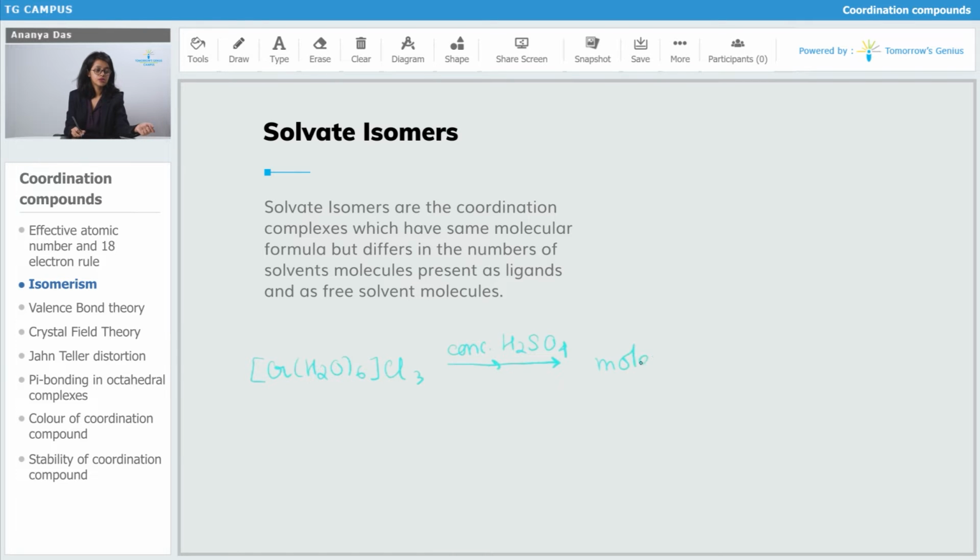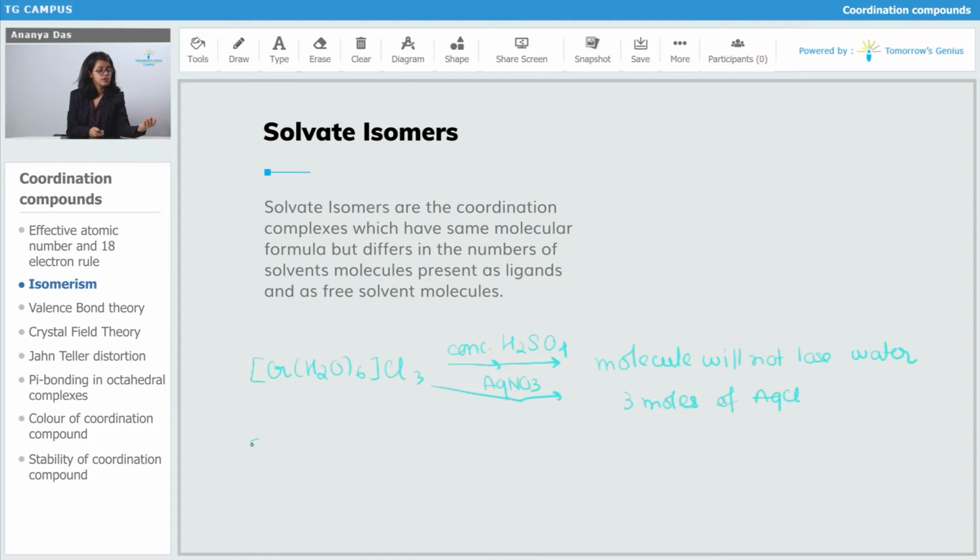This molecule will not lose water. But if I take this molecule and react it with AgNO3, then 3 moles of AgCl will be precipitated. That is, 1 mole of this complex will give 3 moles of AgCl.